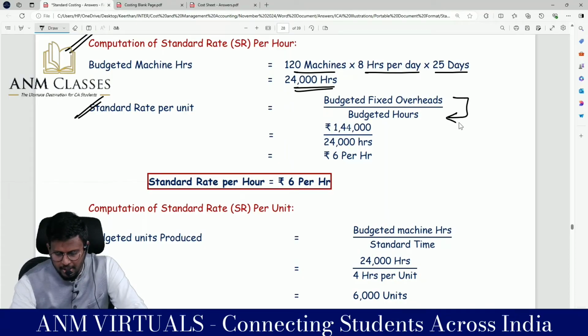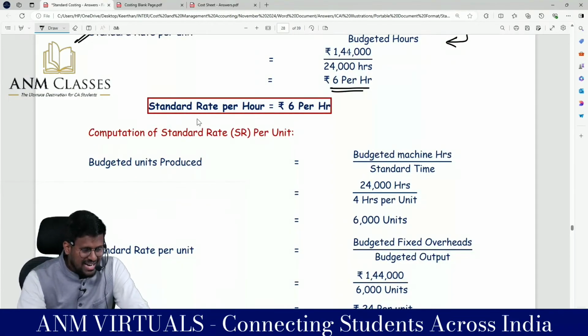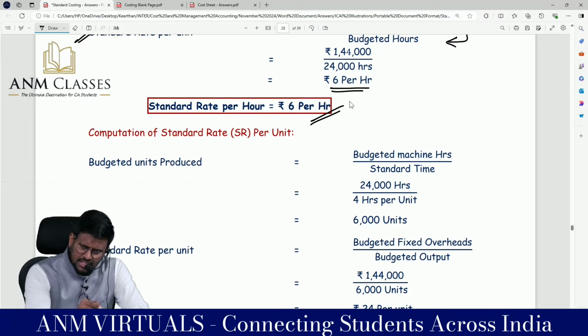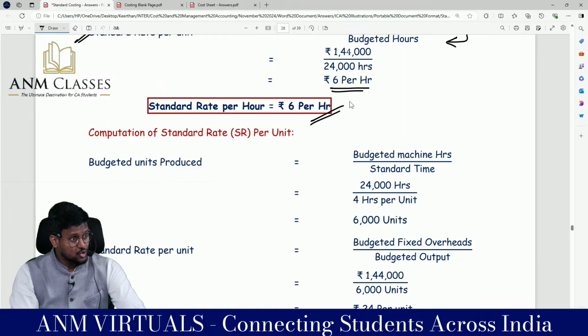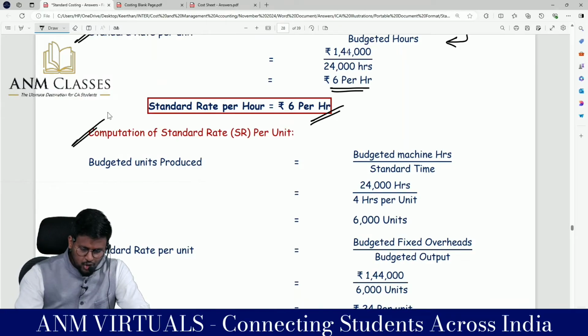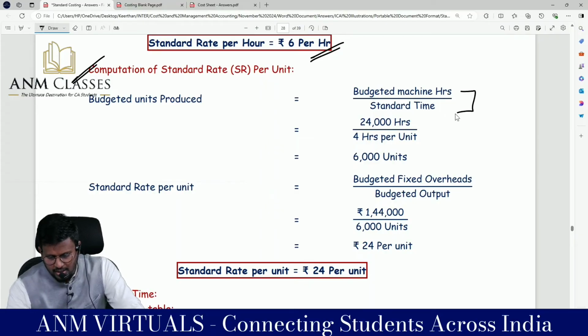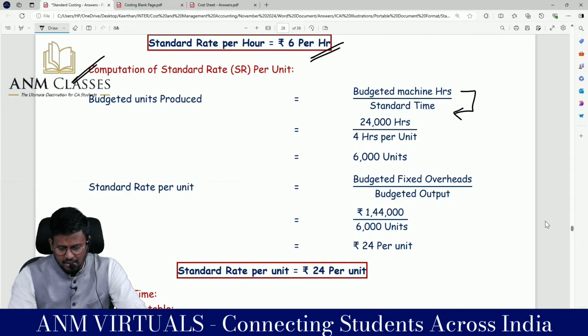BFOH divided by BHR, which is 1,44,000 divided by 24,000 hours comes to how much per hour. So standard rate per hour is equal to 6. For every unit, how many hours will it take? So there itself 6 into 4, 24 you can find. That is a shortcut. Or if you want computation of standard rate per unit, budgeted units produced, budgeted machine hours divided by standard time, right?